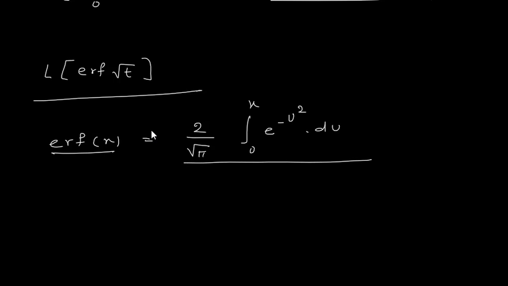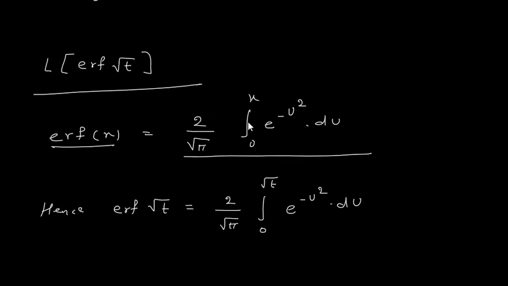Some of you must have learned this error function in your first year engineering. If you have not learned, then no worry. Here this is the definition: error function of x is 2 upon root pi 0 to x e power minus u square into du. Hence, error function of root t, by definition, becomes 2 upon root pi, with integration between 0 to root t, e power minus u square into du.